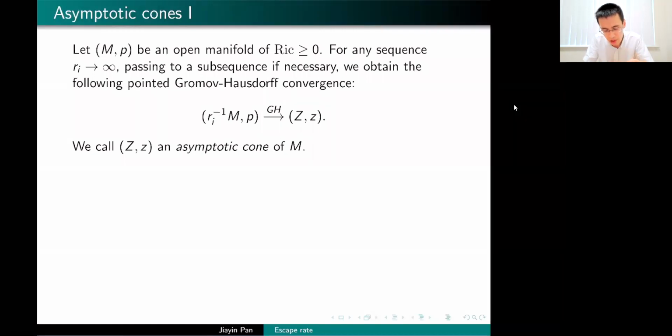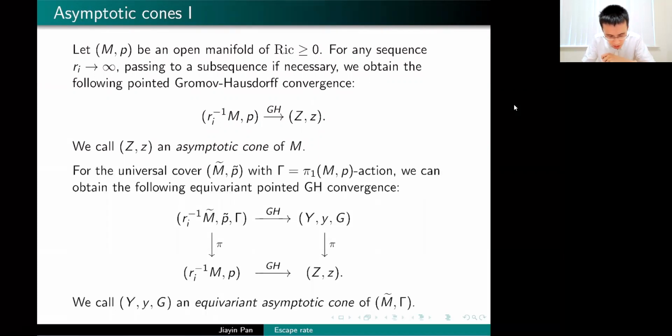So the non-negative Ricci curvature condition says that this limit always exists up to a subsequence, right? But this limit may not be unique in general. If you have non-negative sectional curvature, then it is unique. For Ricci curvature, it may not be unique.